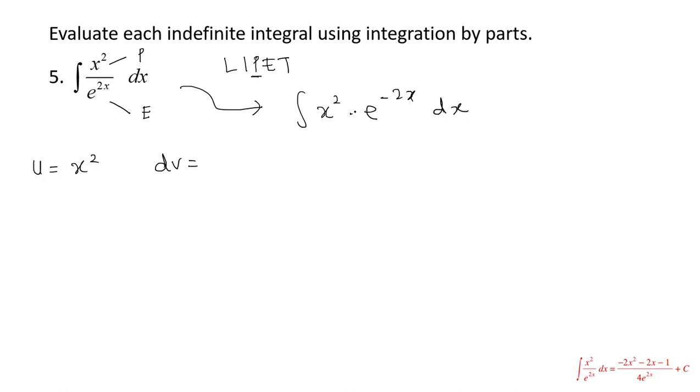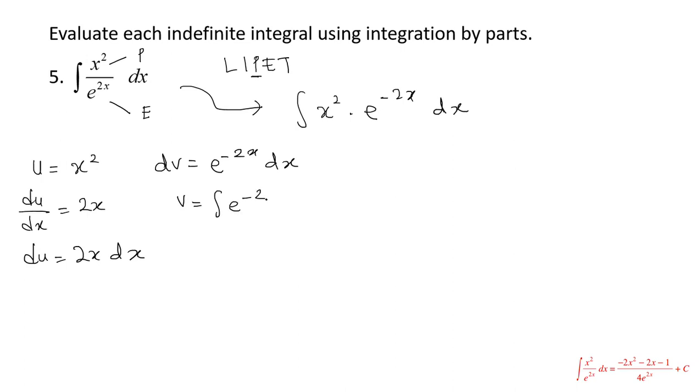Okay, alright now. So we know that after you choose u, the remaining becomes dv, is it? So it becomes exponent negative 2x dx. From here, get your du by differentiating your function here. So your du equal to 2x dx. How to get v? Integrate. So integrate, remember you will have exponent negative 2x divided by negative 2. Where does the negative 2 come from? By differentiating the power over here. So that is why we get negative 2.